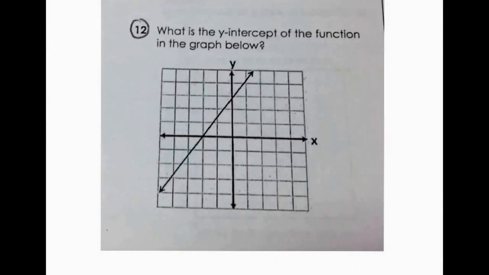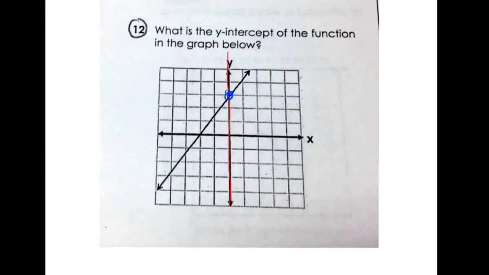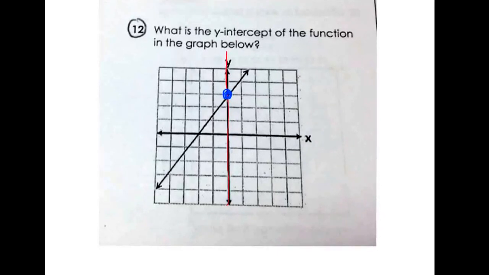The y-intercept. When we do the y-intercept, we highlight the y-axis. And then we look to see where our line hits the red line. And that's 1, 2, 3. So the y-intercept is (0, 3). Could just be written as b equals 3.